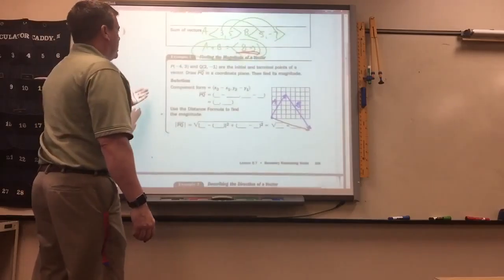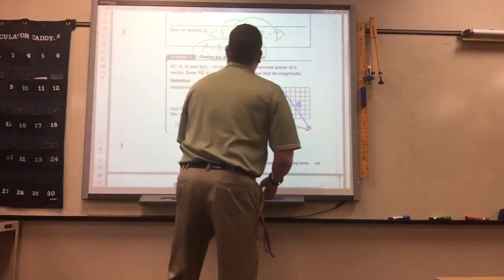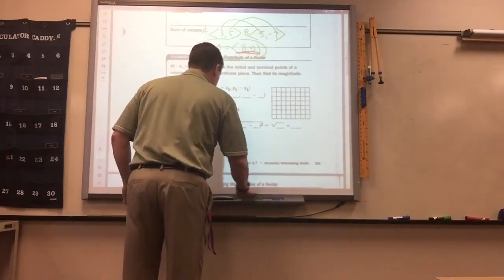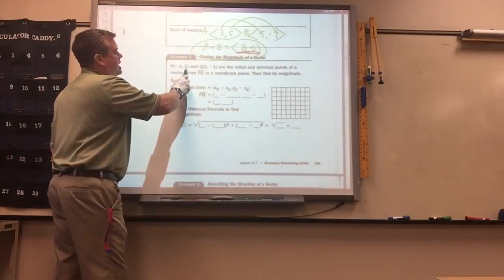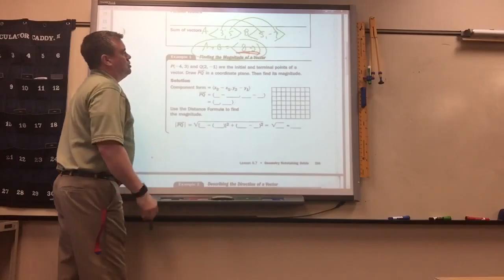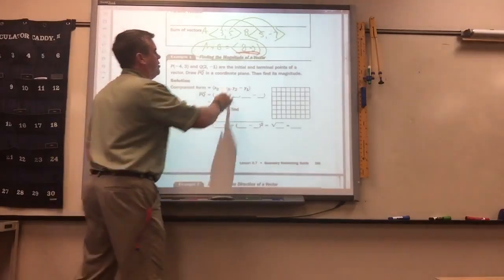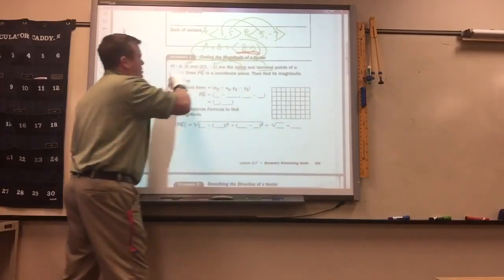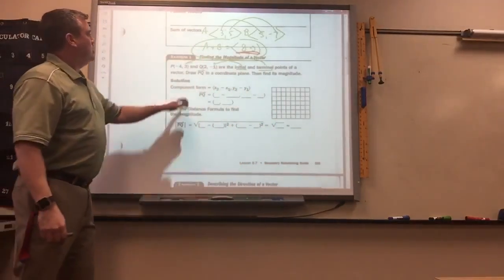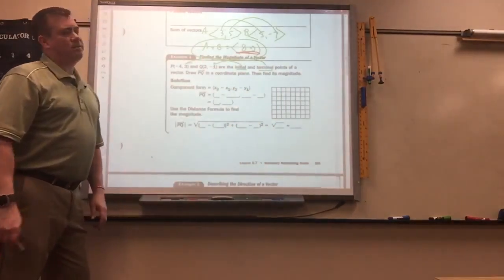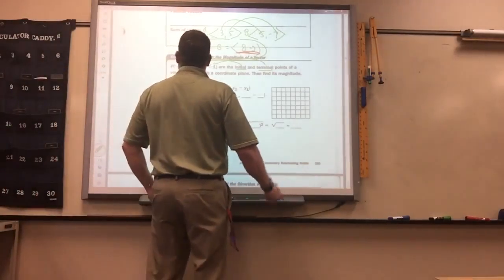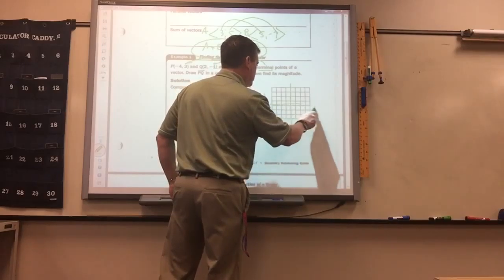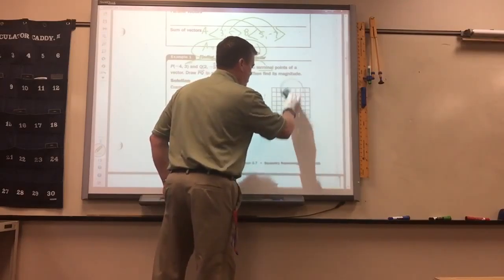Okay, so let's do this problem. Here we got P is -4, 3, and Q is 2, -1. P is the initial point and Q is the terminal point. So it starts at P and it ends at Q. Draw PQ in a coordinate plane, then find its magnitude. So since I got negative numbers, I'd have to go like this. Oops, that's off.